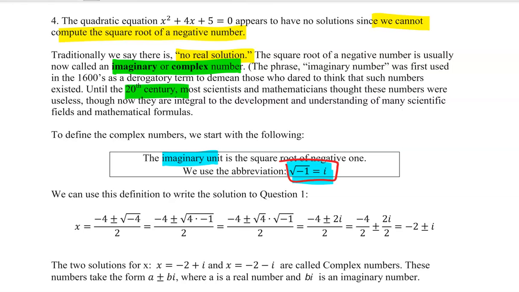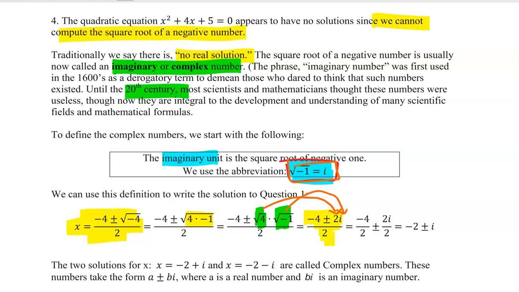So take note of this. Square root of negative 1 is equal to i. So from number 2, remember we solved this part here and we stopped here. Negative 4 plus or minus square root of negative 4 over 2. And then we can say that negative 4 is 4 times negative 1. And we can separate that as square root of 4 times square root of negative 1. And we know that the square root of 4 is 2. And square root of negative 1 by the definition is equal to i. So that's why we have negative 4 plus or minus 2i over 2.